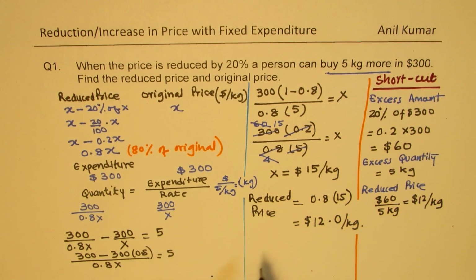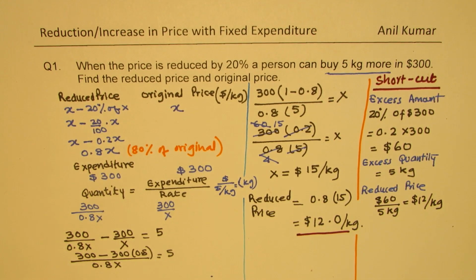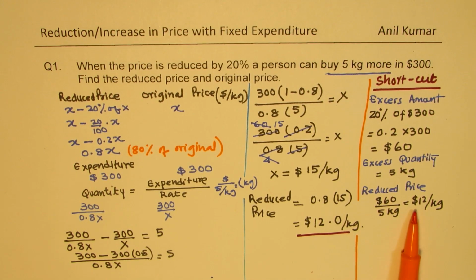No calculations required, as we did all this, and we still get the same answer for our reduced price, which is $12 per kg. Do you see that part? So, just by thinking about the excess money power you have because of the reduction in price, which helps you to buy 5 kg more, we can find the reduced price.